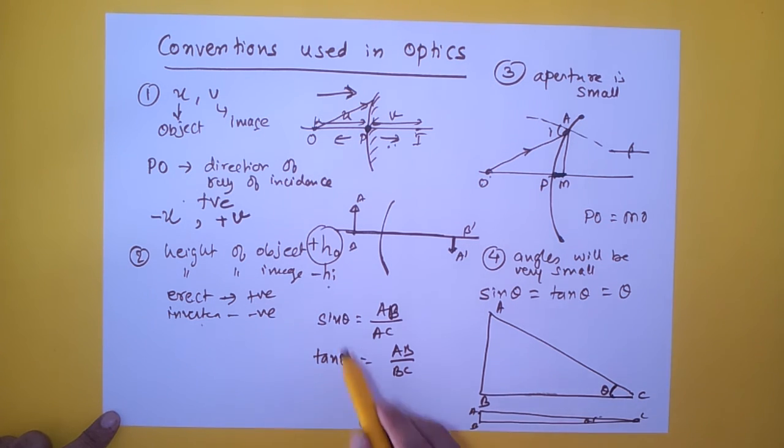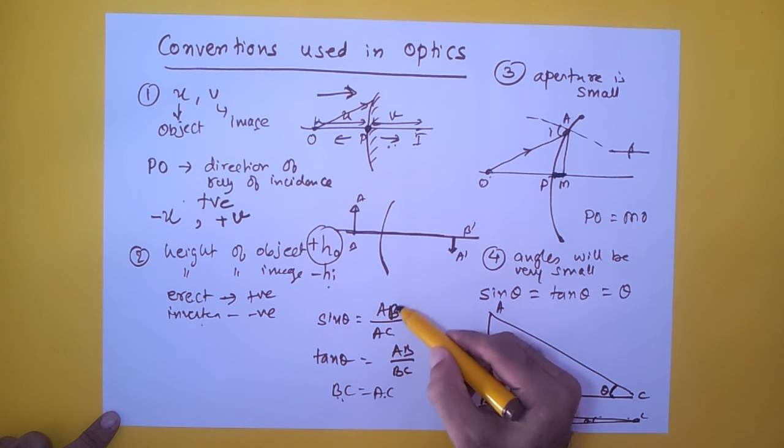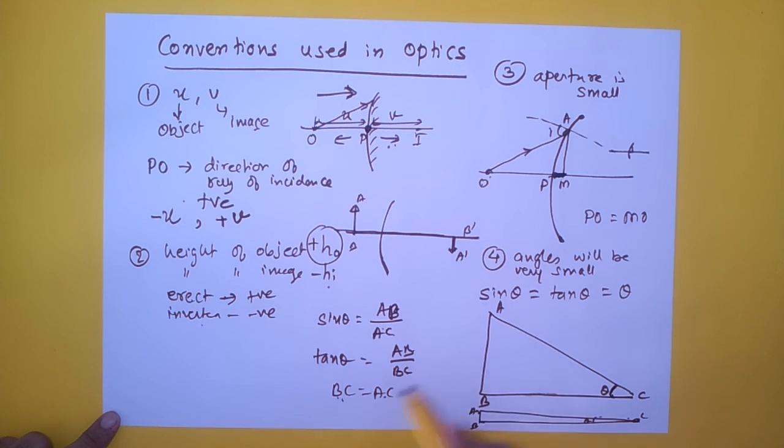Now, what is sine theta? Sine theta is AB upon AC. Tan theta is AB upon BC. As you can very clearly see over here, since this angle is extremely small, BC and AC will be equal. I can take BC equal to AC. And if BC and AC are equal, that means AB upon AC is equal to AB upon BC. Numerator is the same, AC and BC are equal. Therefore, we take sine theta equal to tan theta. Both of them will be equal because these two distances, AC and BC, are equal.